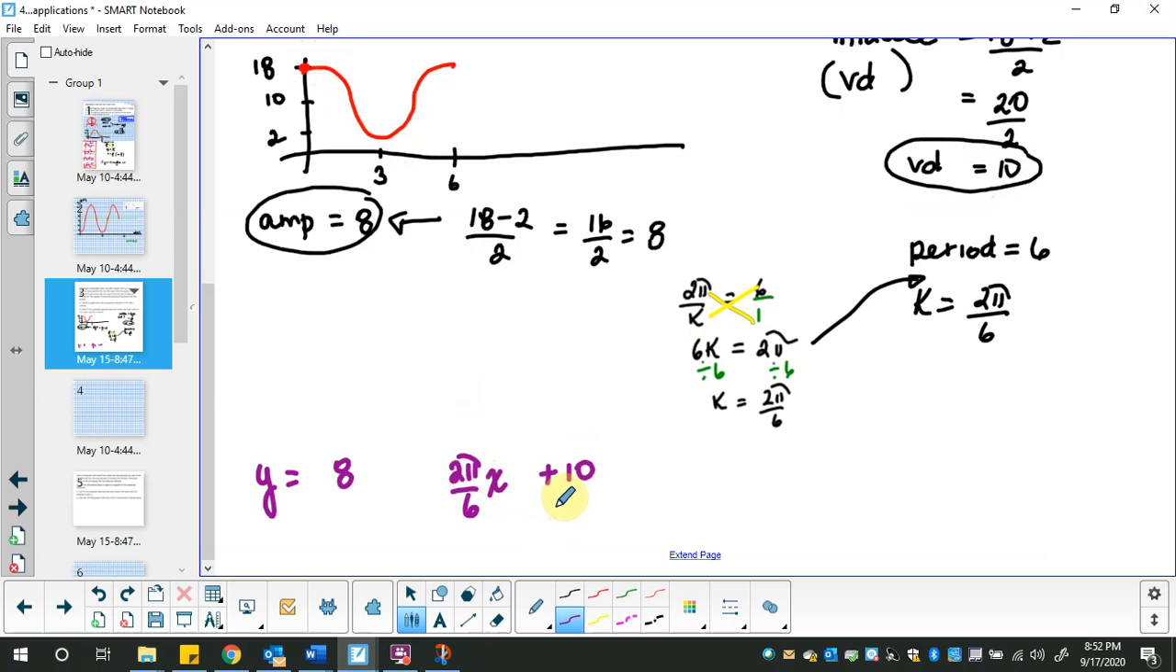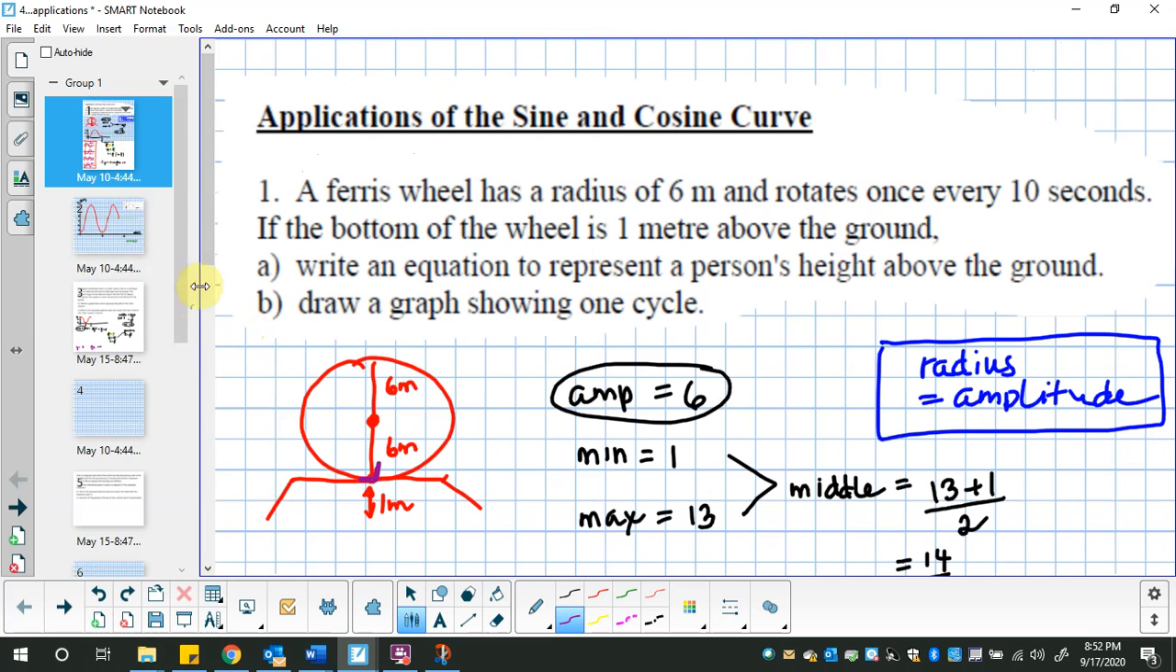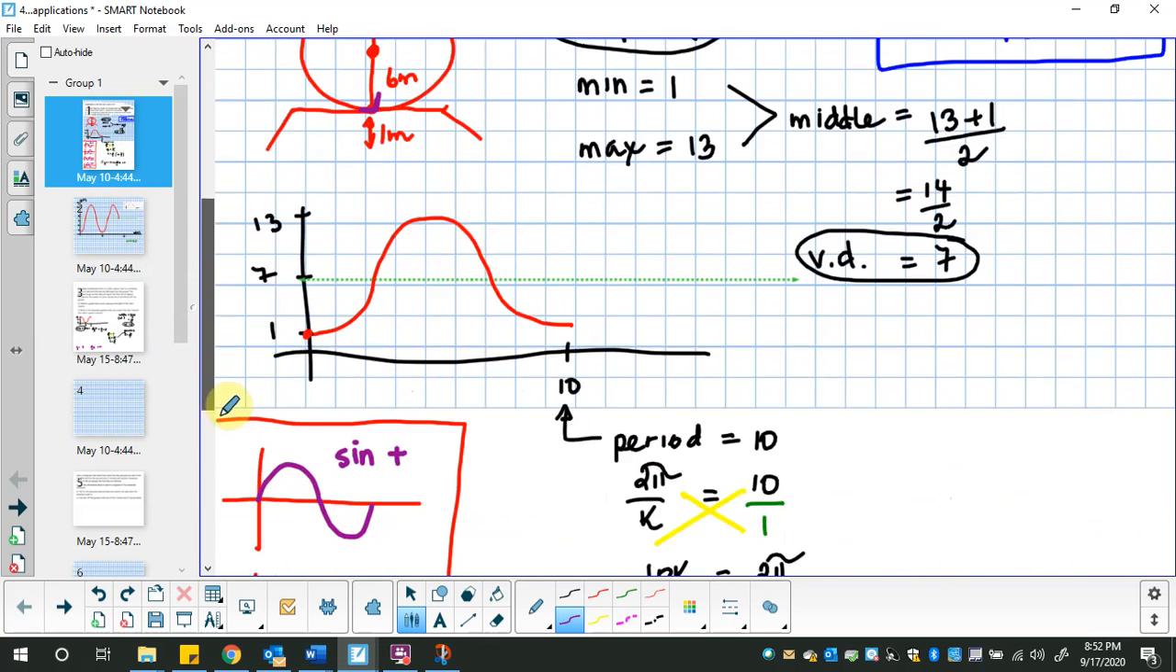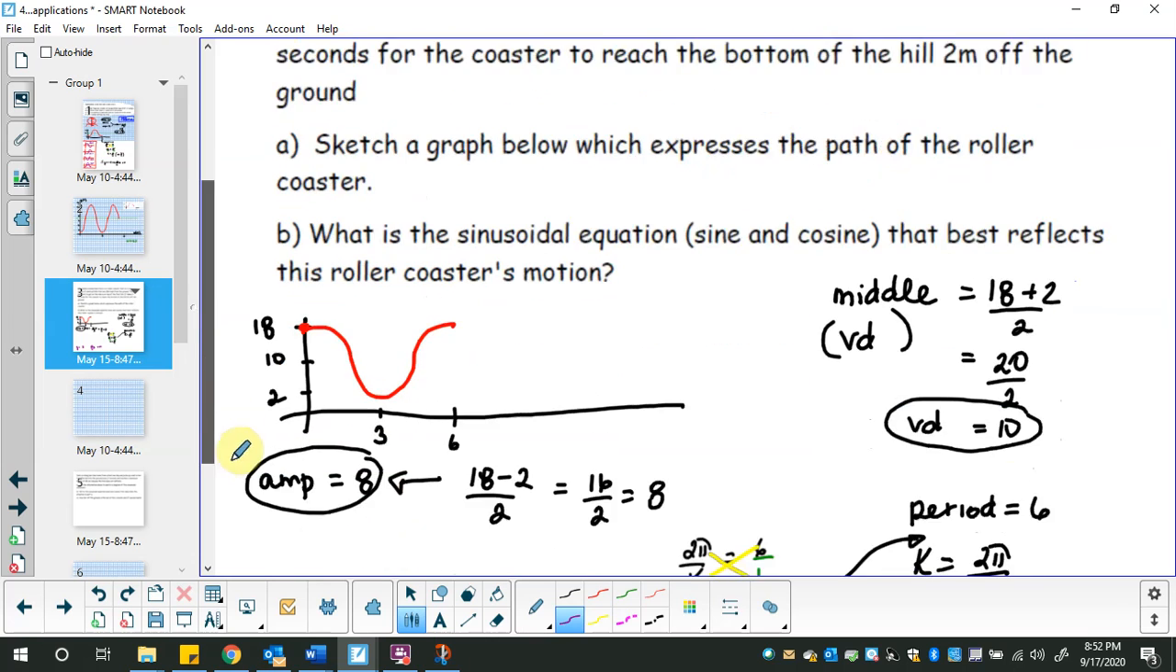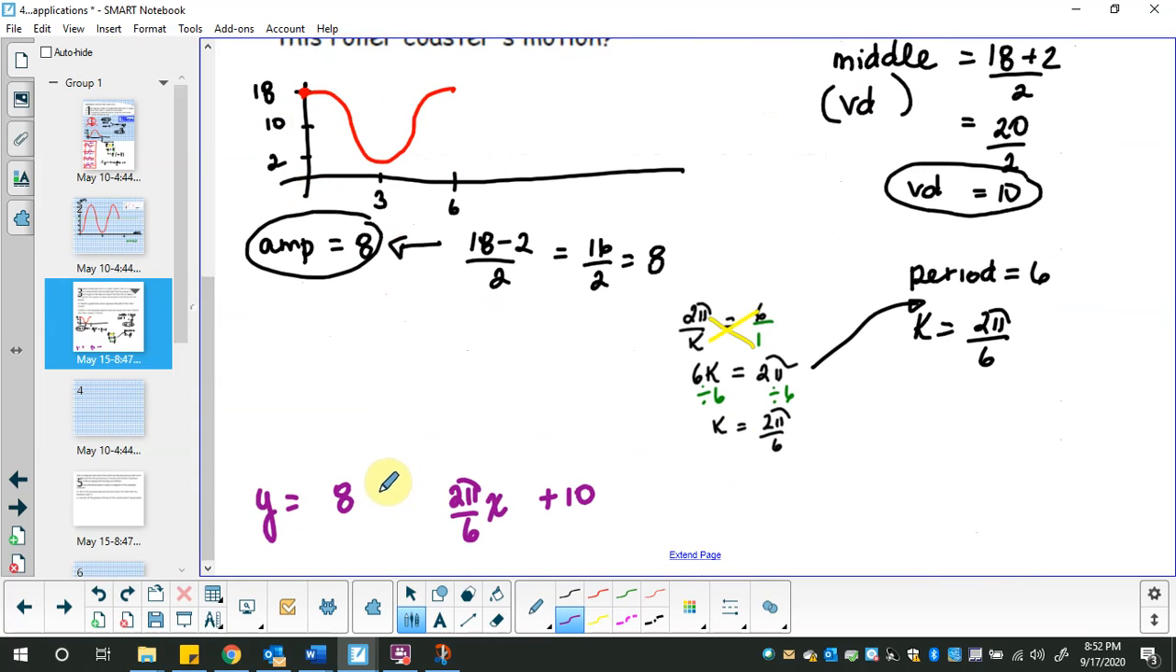So what we have to do is figure out if this is a positive or negative sine or cos curve. So I'm going to refer back to my doodles. And that reminds me of this one. So that means it's a positive cosine curve. So I'm going to leave the space instead of putting a positive sign in.